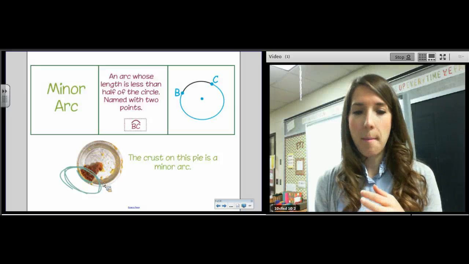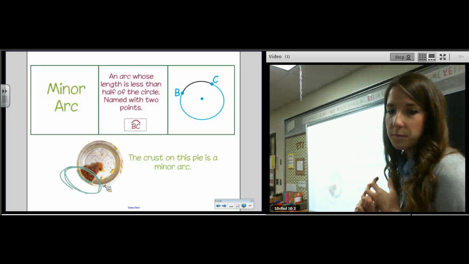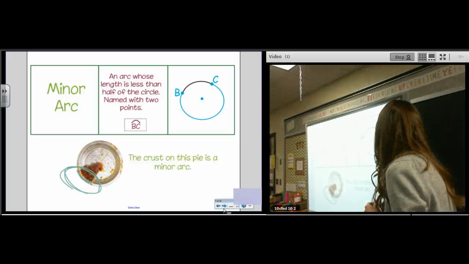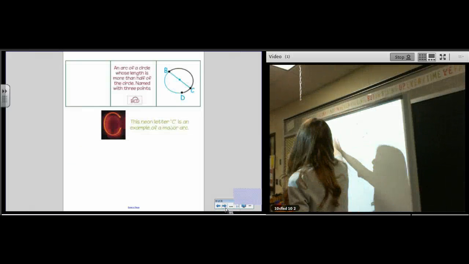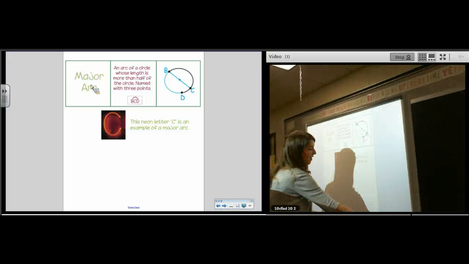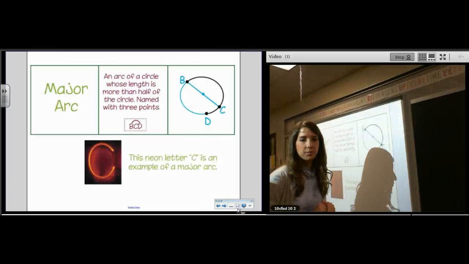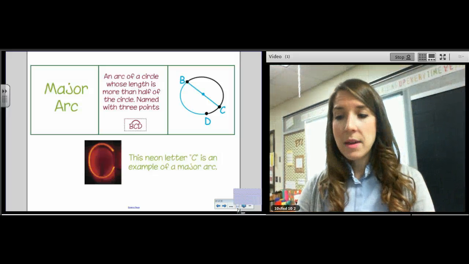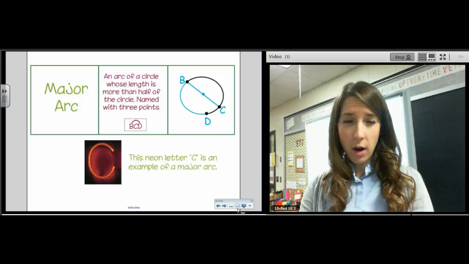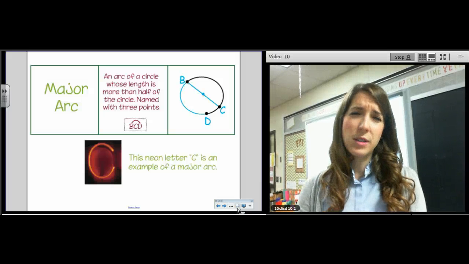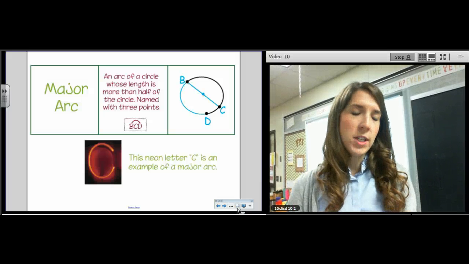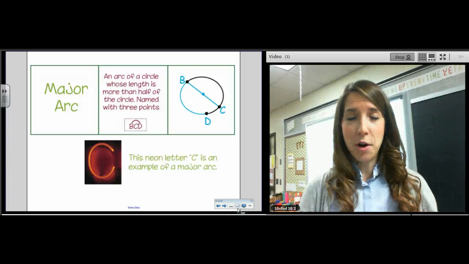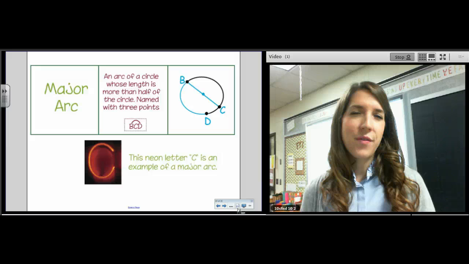What's the opposite of a minor arc? There we go. Major arc. So asking me when you would just use a plain old arc is like asking me when you would just use a plain old angle. First, we have to define the word arc so that we can even have a major arc and a minor arc. We're just defining that word.